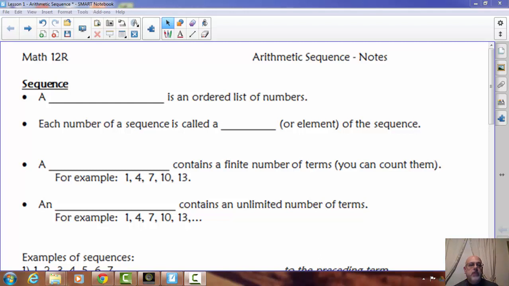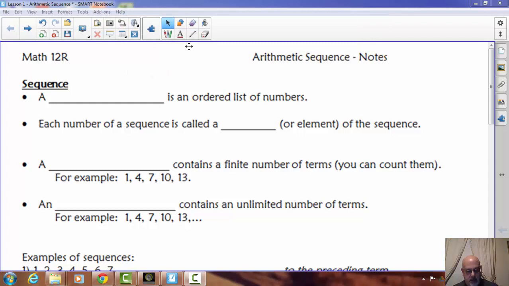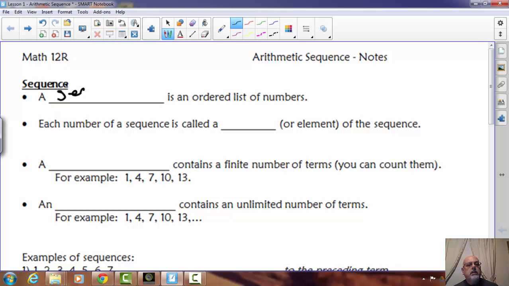You all have the note page. So a sequence is an ordered list of numbers. Each number of a sequence is called a term or an element.